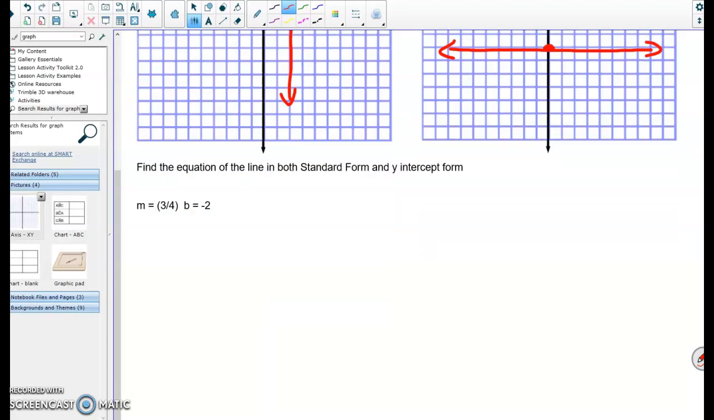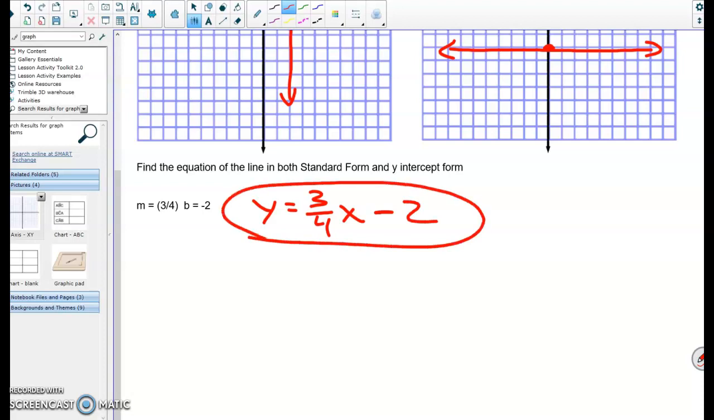What is the equation of the line when I'm given a slope and a y-intercept? Quite simply, y equals 3/4 x minus 2. That is one answer. We just plug it into the y equals mx plus b format.